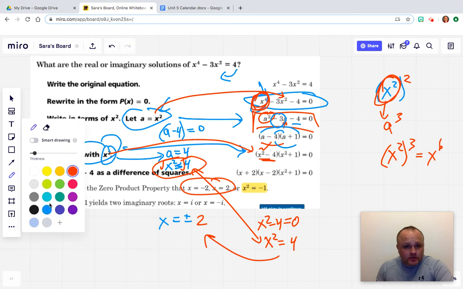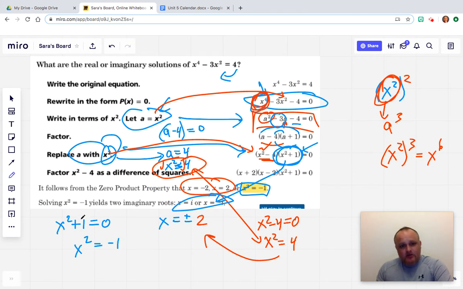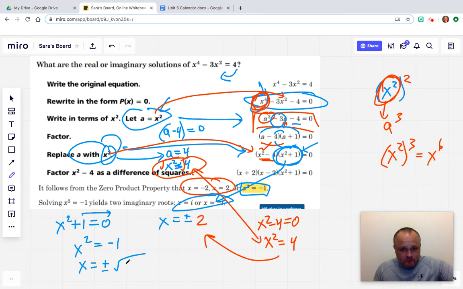Let me color coordinate this. This blue right here is going to get me this negative and positive i, which comes from this step. So all these steps go together. So for instance, x squared plus 1 right here. And already when you get x squared by itself and you see a negative happen, all I did was subtract 1 from both sides. This is going to be the plus or minus square root, okay, of this negative 1.